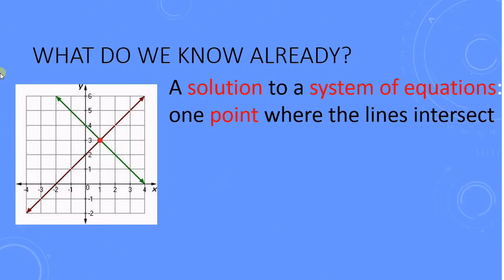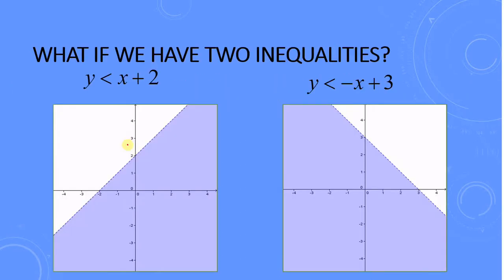So what do we already know? We know that when we graph a system of equations, we get a solution, which is this point right here. That is the solution where the two lines intersect. But now, what about inequalities? What if you graph inequalities?